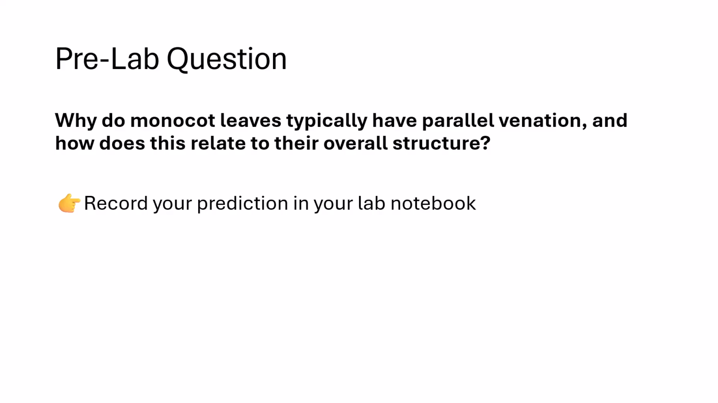Before making your observations, pause and consider this question: why do monocot leaves typically have parallel venation, and how does this relate to their overall structure? Consider the shape of the leaf, the way it grows, and how veins must support and supply water to the blade. Write your prediction in your lab notebook, then continue.